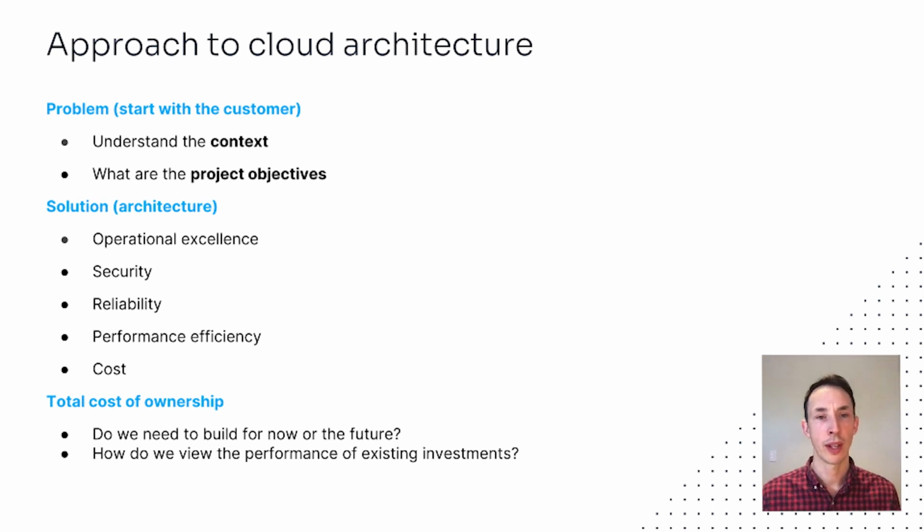So once we've thought through that solution, we've put those architectural principles into the solution, we then can look at things like the total cost of ownership. So we want to make sure that any proposed solution has a strong positive return on investment attached to it. So we can do a total cost of ownership analysis to view the predicted performance of a new investment, but also look historically at existing investments, just to make sure that what we have done is still appropriate moving forward.